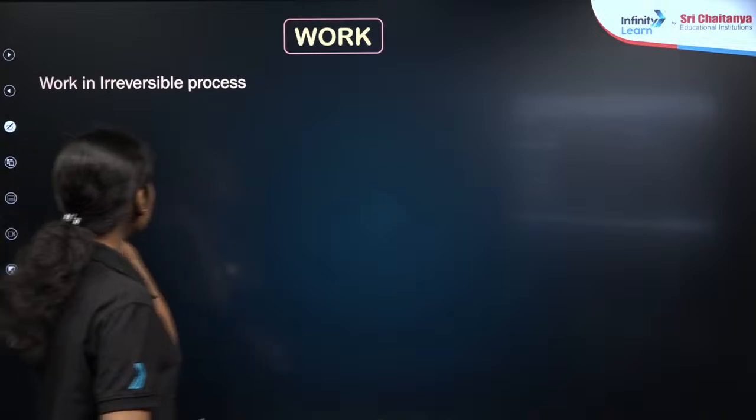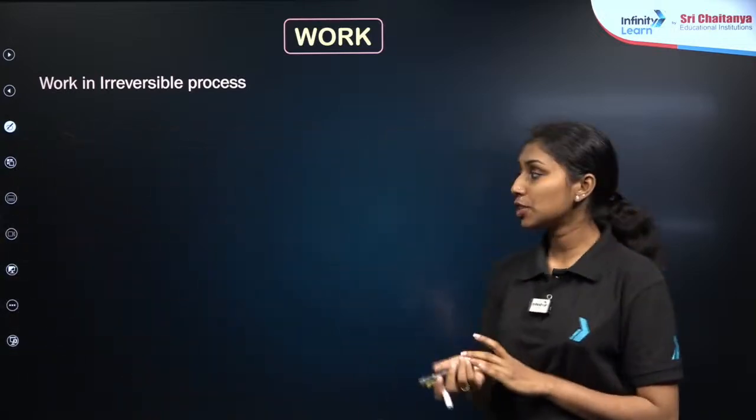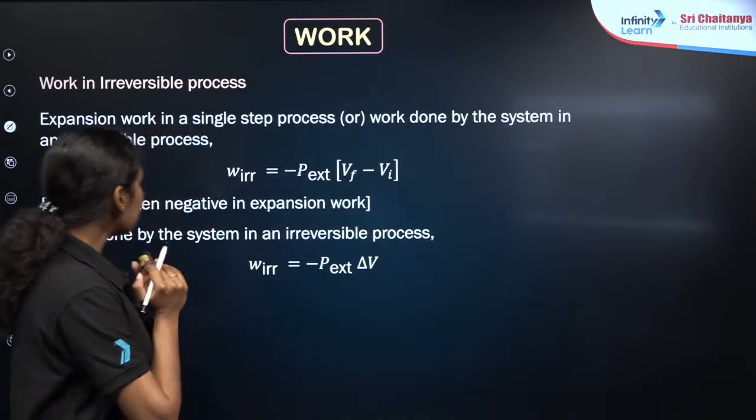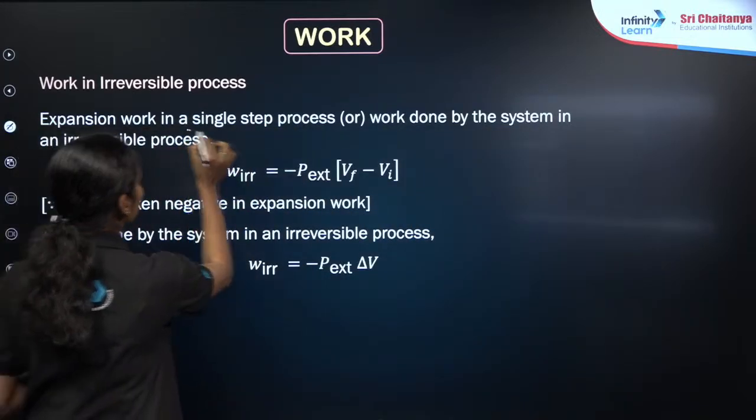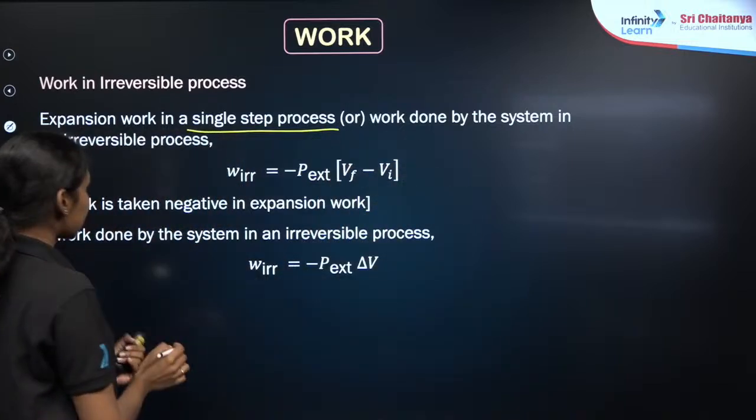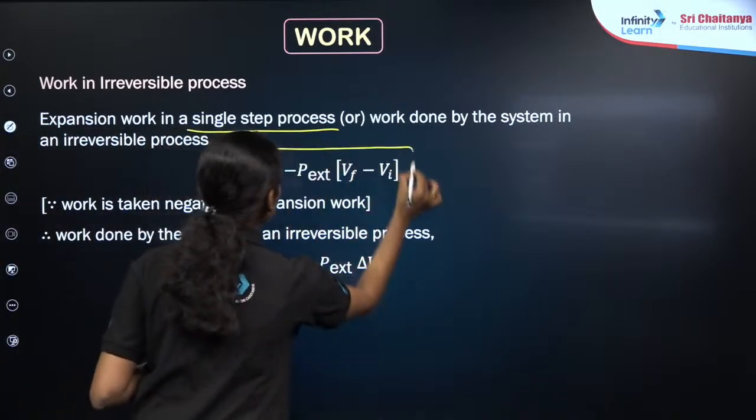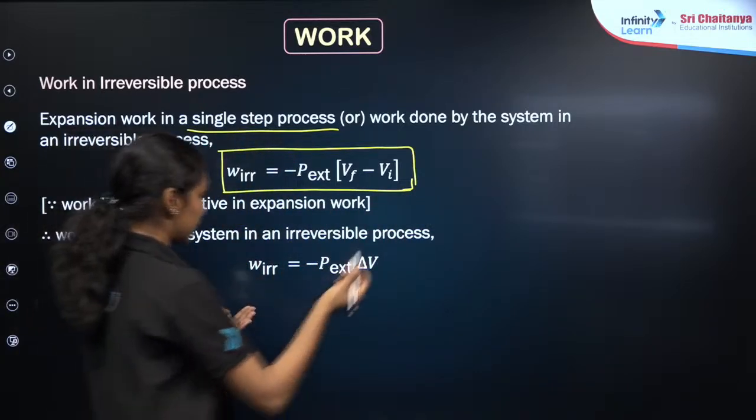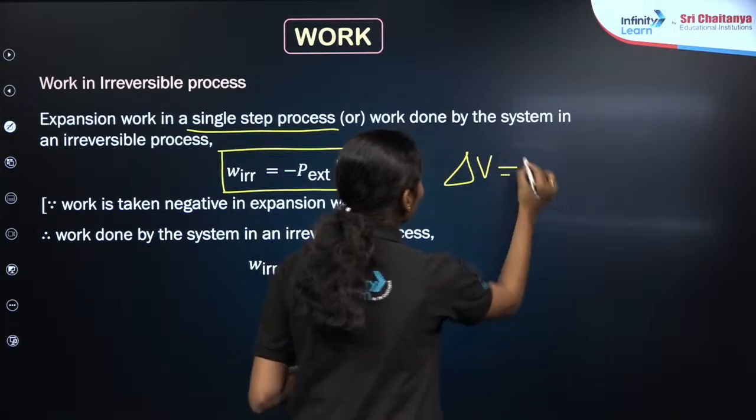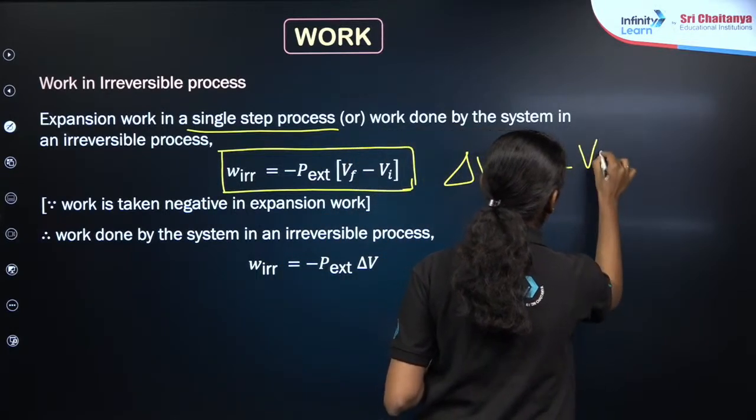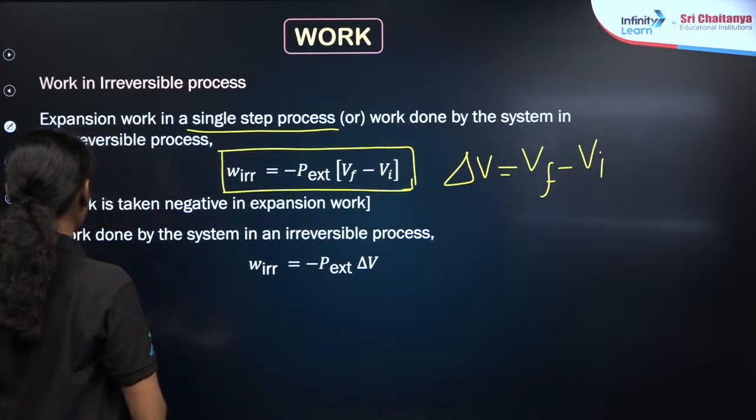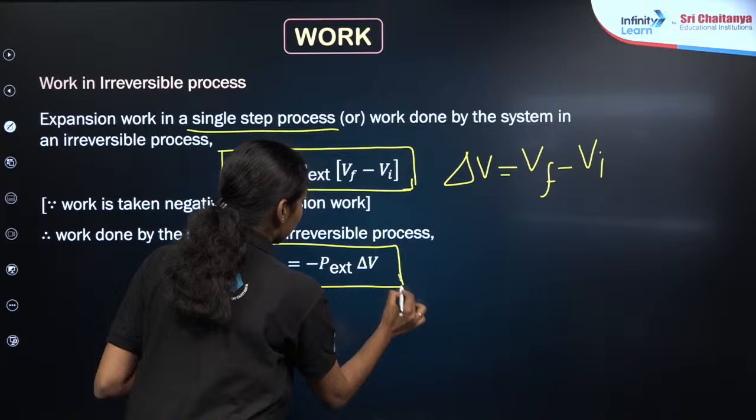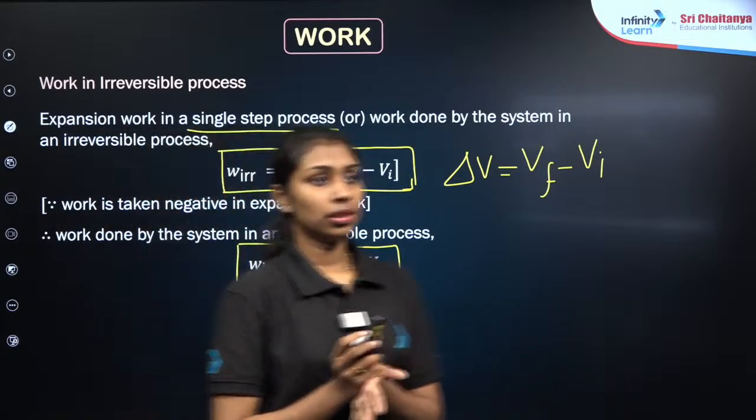Now, the next condition, that is the irreversible process. What will be the expression for work in an irreversible process? In the case of an irreversible process, it happens in a single step. So the general expression is work irreversible is equal to minus P external into change in volume, where change in volume is equal to final volume Vf minus initial volume Vi. So work done by the system in an irreversible process is equal to minus P external into delta V.